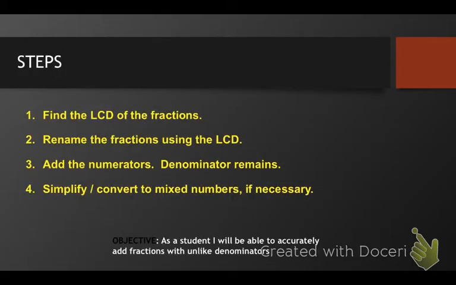Here are your 4 steps. I did not write these down, so you want to pause the video and write them down. First step, find the least common denominator of the fractions. Then rename the fractions using the least common denominator. Then you will add the numerators. The denominator will stay the same because you did all the work to get to it. And then you will need to simplify or convert to mixed numbers.